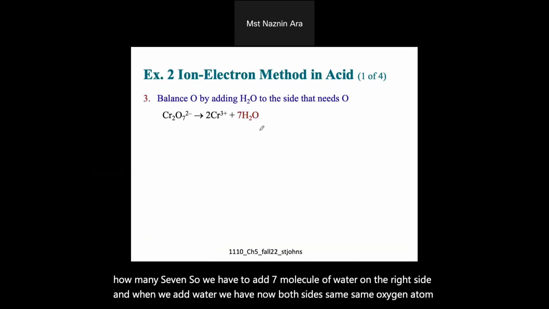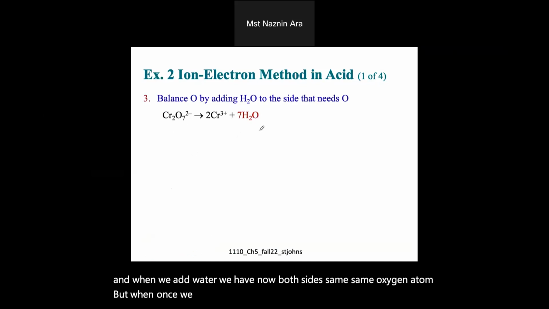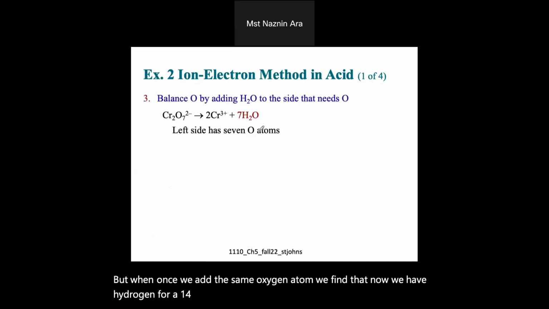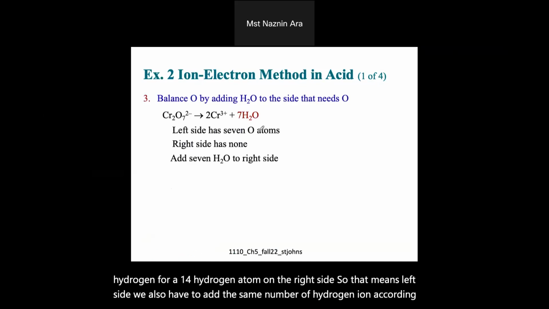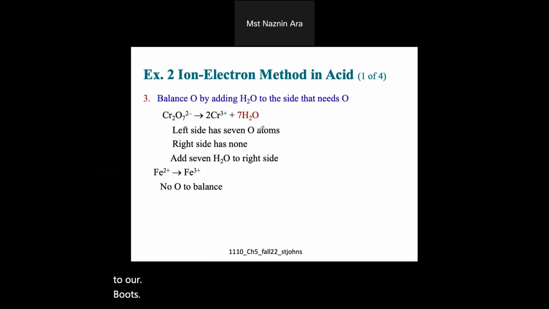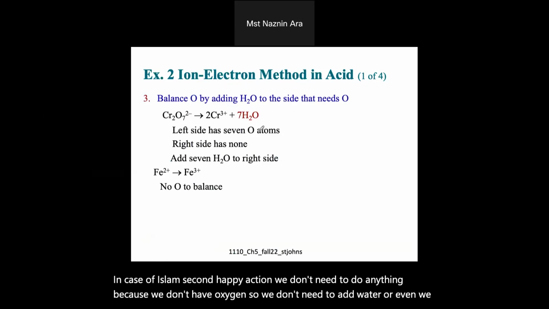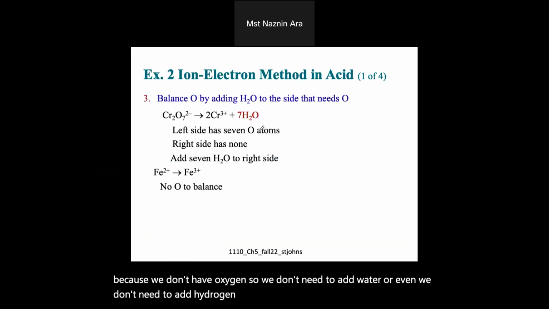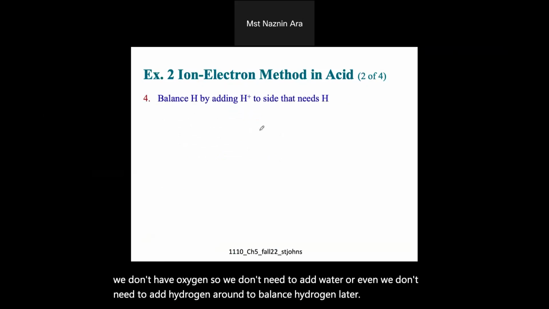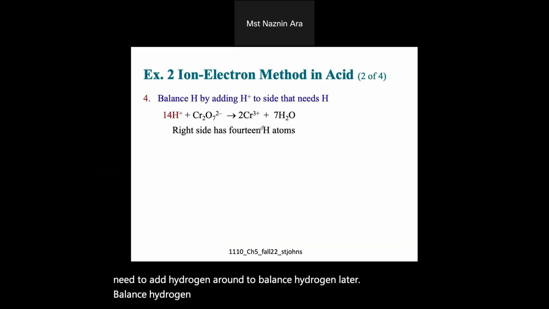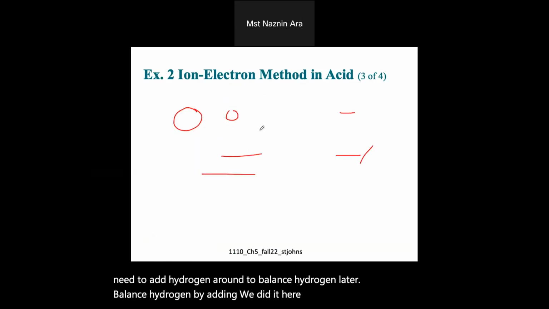But once we add the water, we find that we now have 14 hydrogen atoms on the right side. That means on the left side we also have to add the same number of hydrogen ions, according to our rules. In the case of iron, the second half reaction, we don't need to do anything because we don't have oxygen. So we don't need to add water, or even hydrogen ion, to balance hydrogen. We just did it here, and we don't need it.